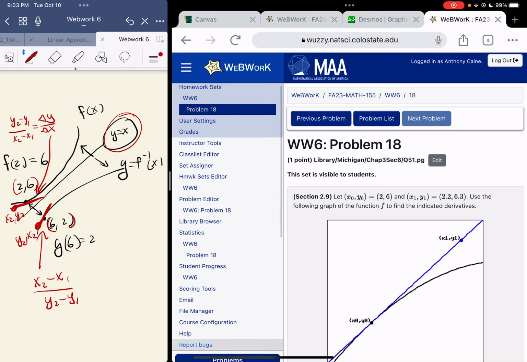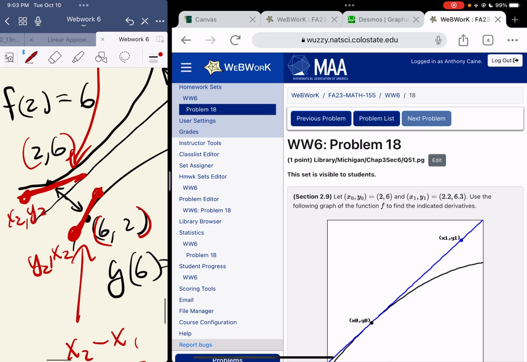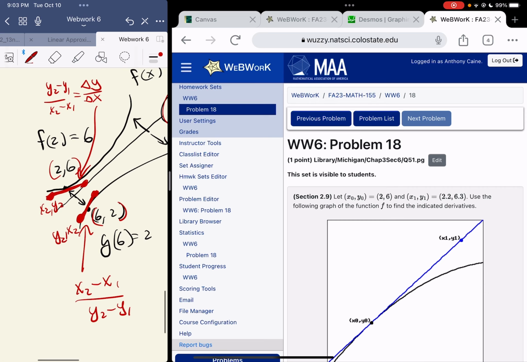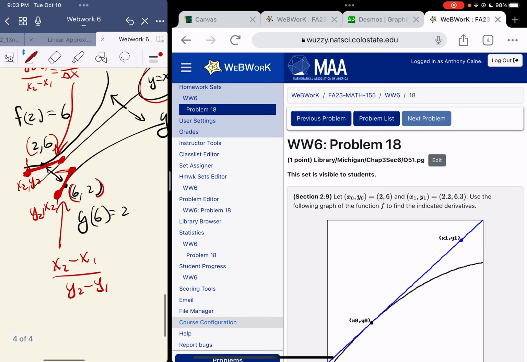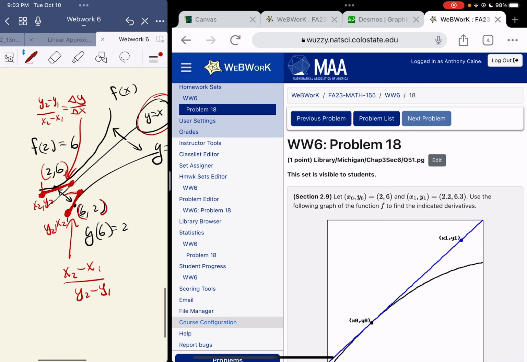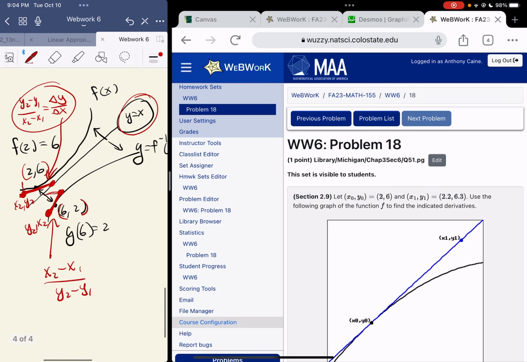So what? The change in y between these 2 points is the same as the change in x between these 2 points. So this distance here is the same as this distance here. Change in y becomes change in x. All right. Anyway, that's all to say that what used to be the slope of the tangent line of f now looks like this, which is, if I call this m, 1 over m. It's 1 over that slope.